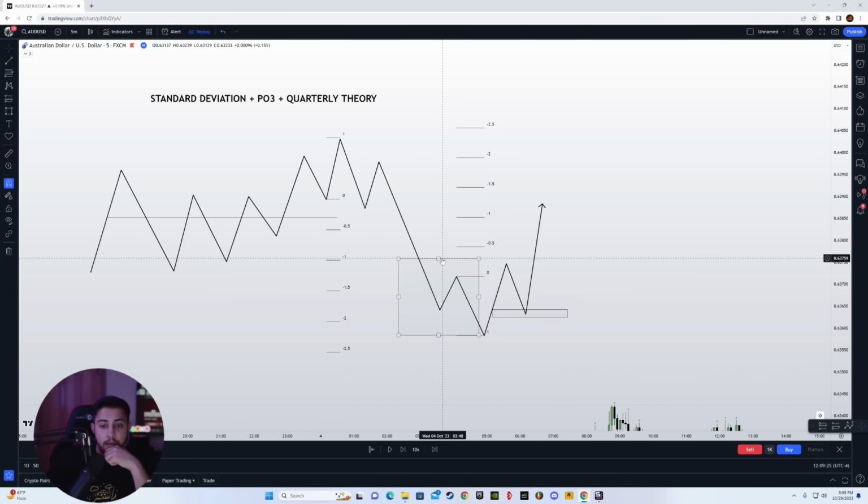So if price reaches the negative 2.5 level during the manipulation phase, then you can expect a reversal that is going to go definitely in your favor. That is going to be the expansion move, right?